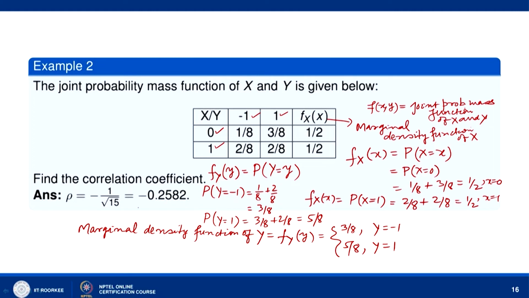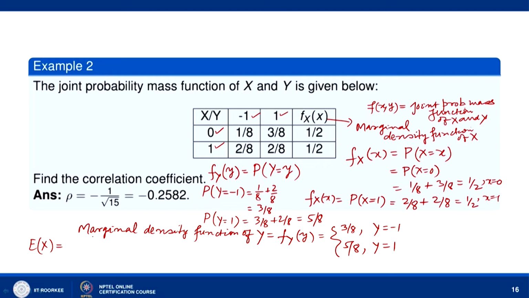We have to find the correlation coefficient. So, we need to find the expected value of x and the expected value of y. Let us first find the expectation of x. It is the values of x multiplied by the corresponding probabilities.